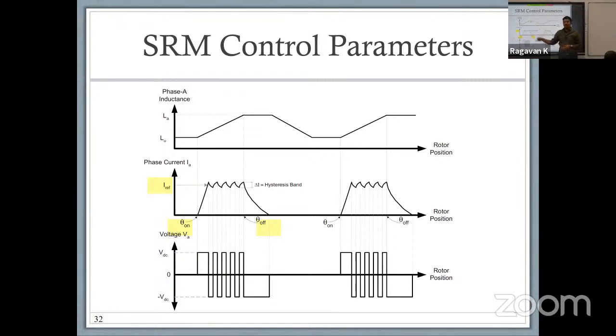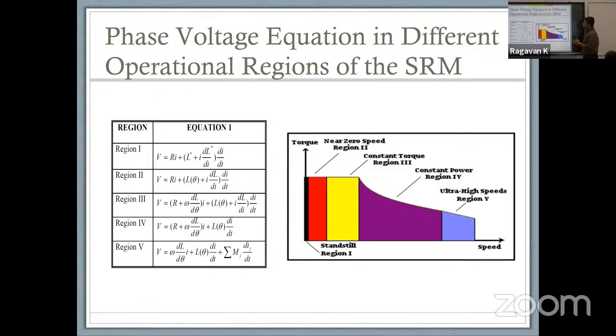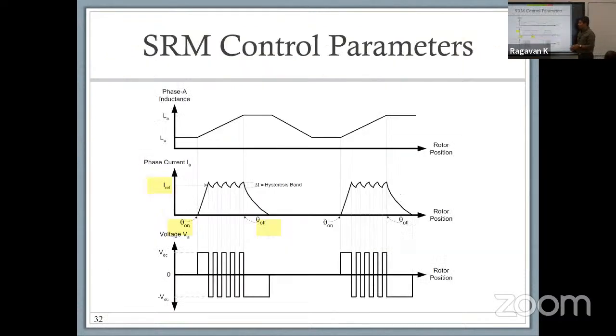This turn off period has to be taken into consideration. If you don't do that, and if you turn this off too late, you might end up getting into the next region, the negative torque region, and end up creating negative motion. You can break down the operational region of an SRM into multiple regions. You have the near zero, standstill, constant torque, constant power, and then this unique part that is called the ultra high speed region.